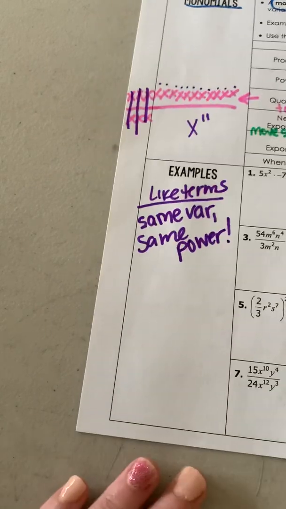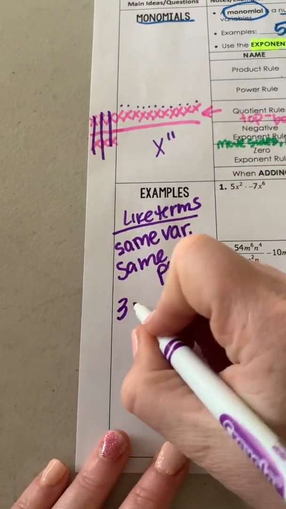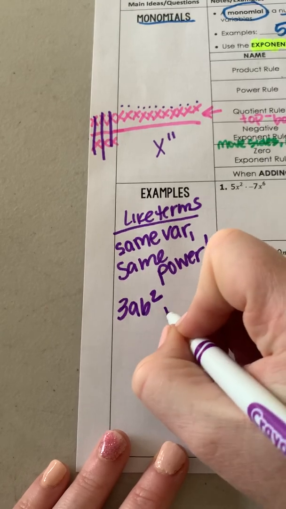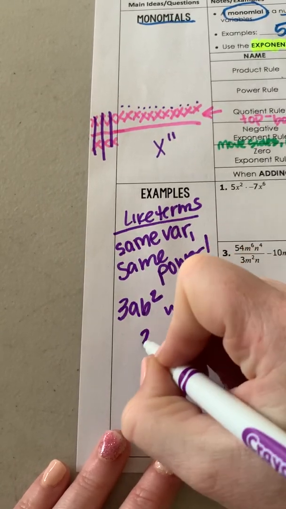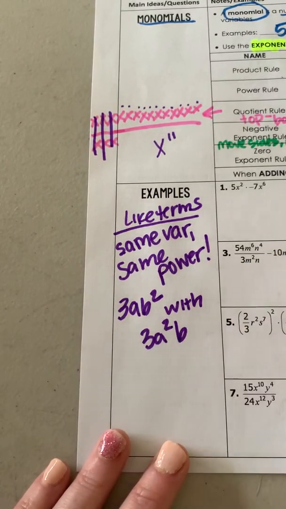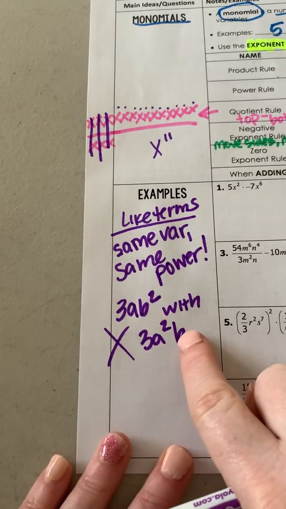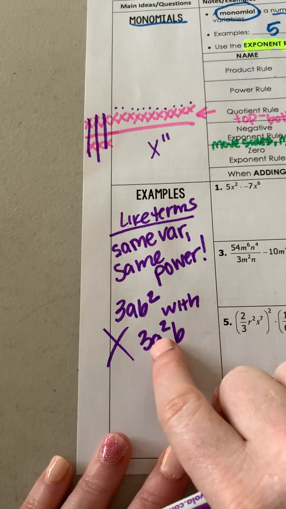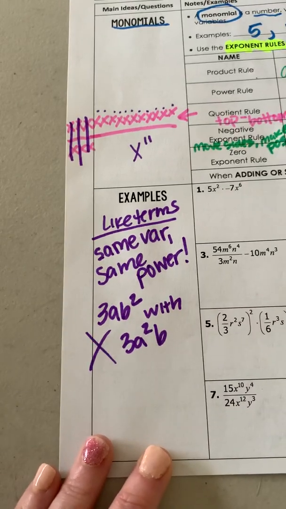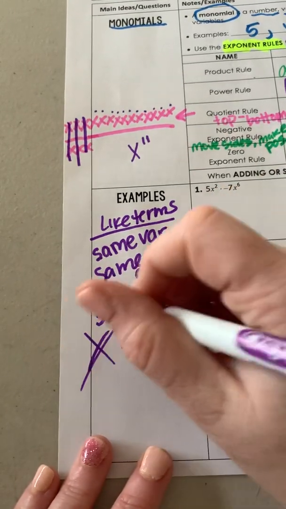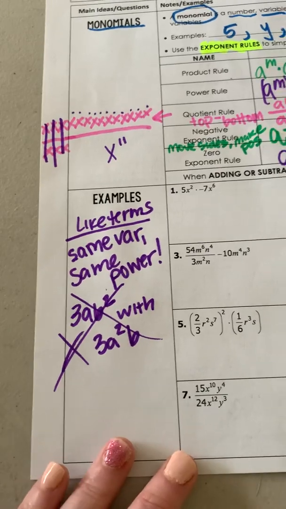Same power matters, okay? So I can't combine 3ab² with 3a²b. Can't combine those because they have to have the same exact power. B would have to be squared, not A. Okay, cannot do that. All right, that's an example there.